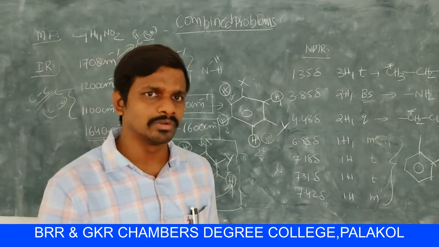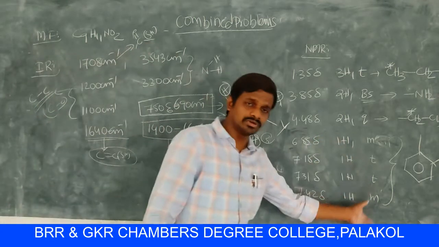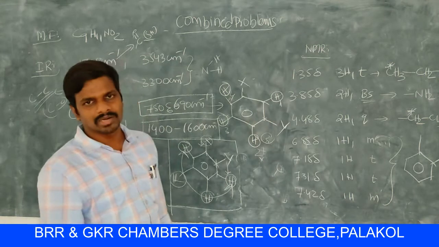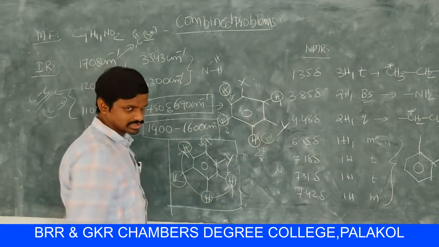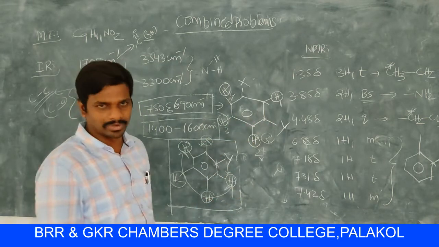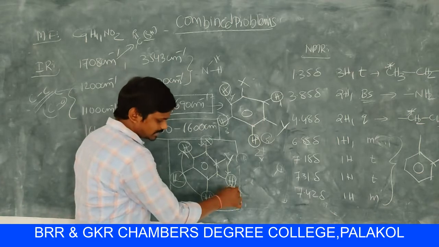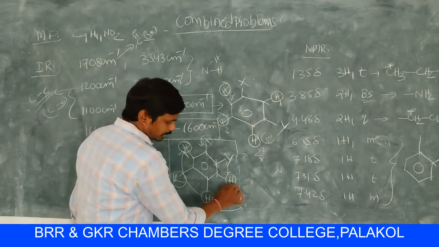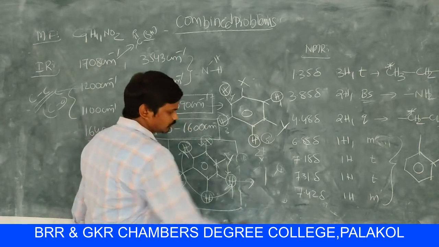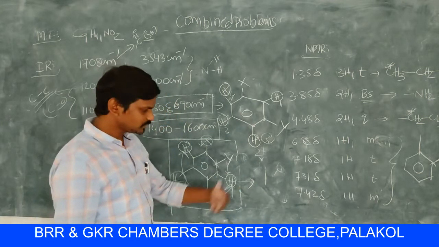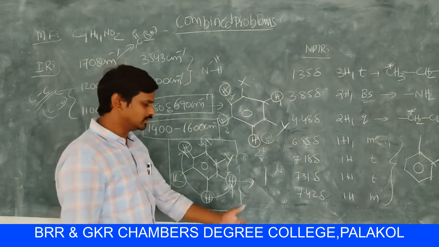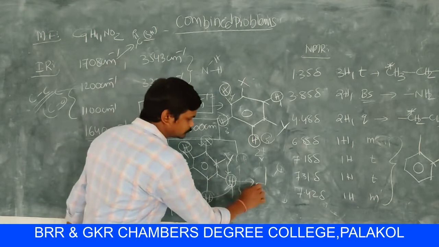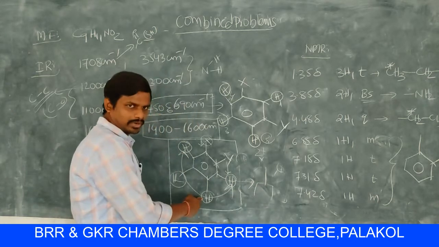So it is confirmed based on multiplicities. Let us discuss the multiplicities of these 4 hydrogens. Here this hydrogen is adjacent to 1 proton. It exhibits one signal and it is split into a doublet due to coupling with the adjacent ortho hydrogen.